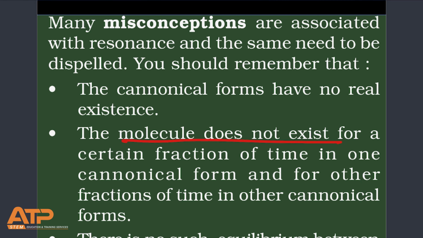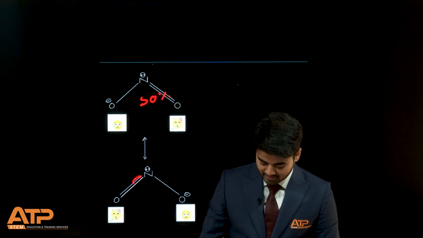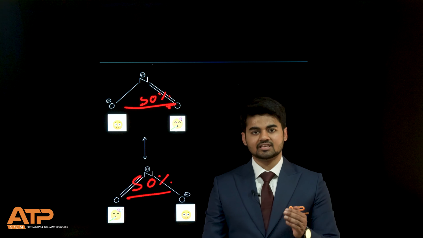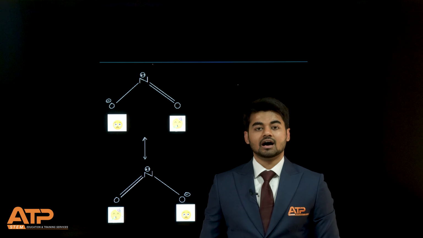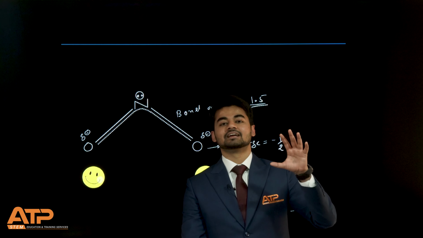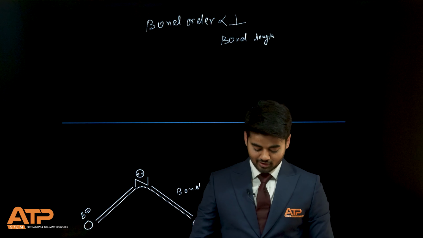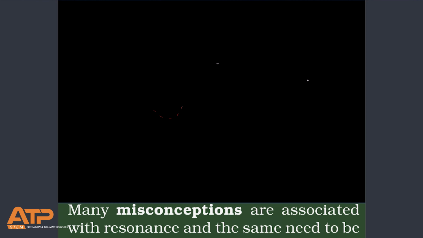Second, molecules do not exist for a certain fraction of time in the canonical forms. No, it does not happen. During the video, I said as well that 50% of the time the ion exists in these two forms. No, not at all. These have no real existence. 100% of the time, the molecule exists in the resonance hybrid. Okay, so the resonance hybrid is the eternal truth. On the other hand, the canonical forms, you can just make them on your sheet of paper, but they don't exist. All right, okay. So let's move to the third one.